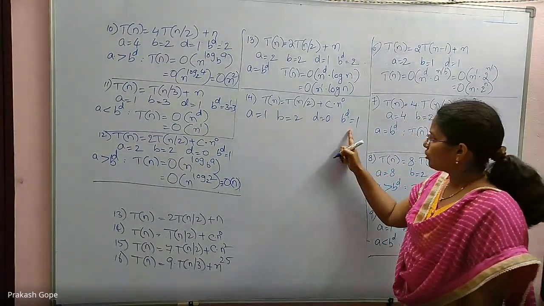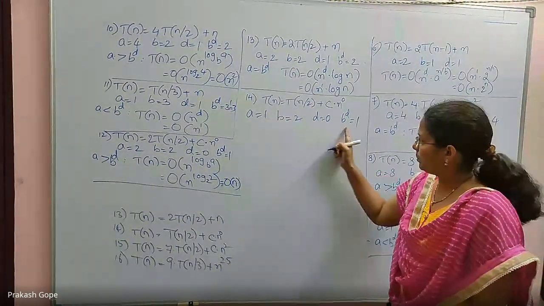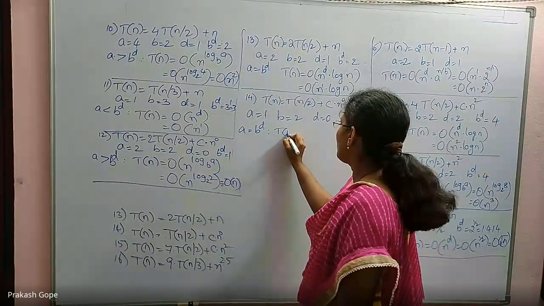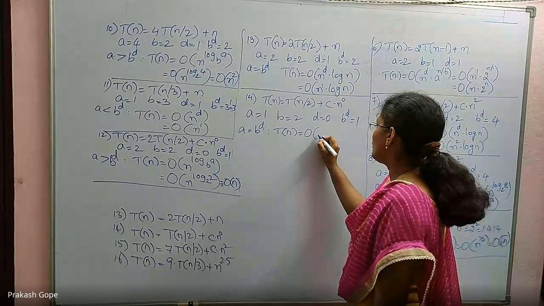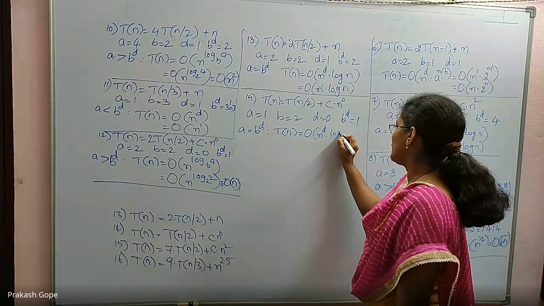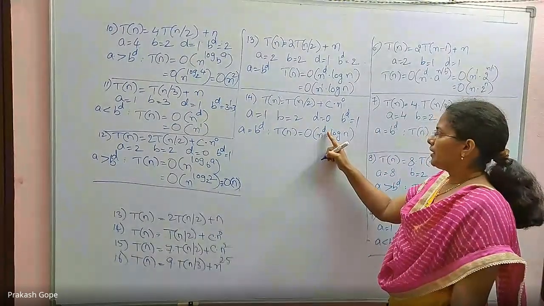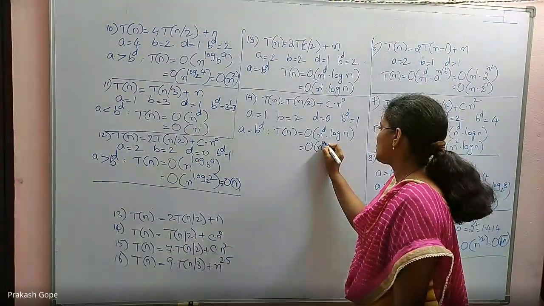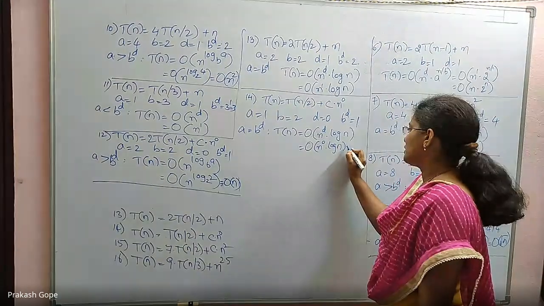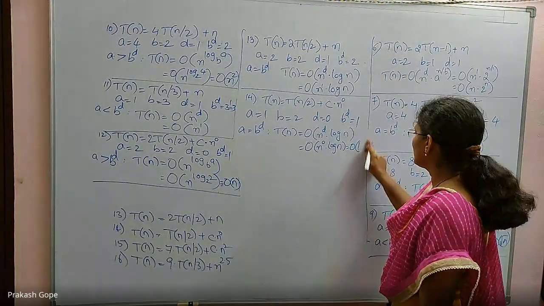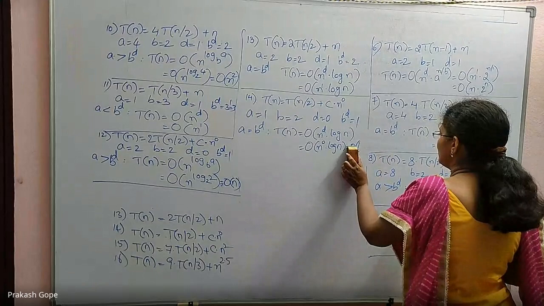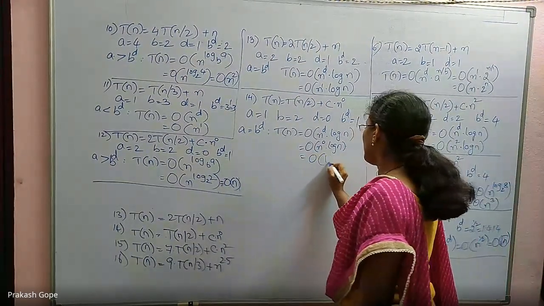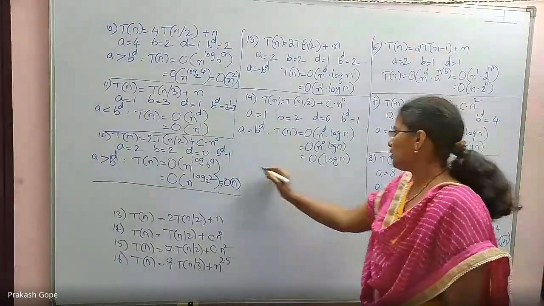So A equal to B power D case. If A is equal to B power D, then T of n is equal to big O of n power D into log n. N power D, D is 0. N power 0 becomes 1 now, because it is n power 0 into log n. Answer will be big O of log n. Because n power 0 is 1.